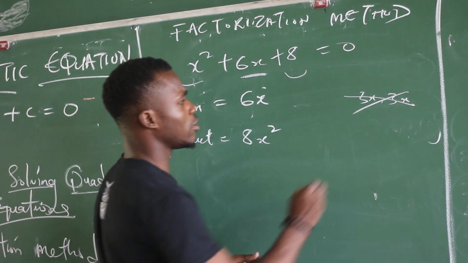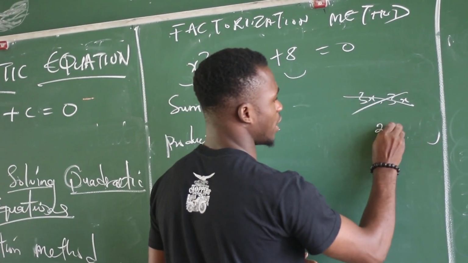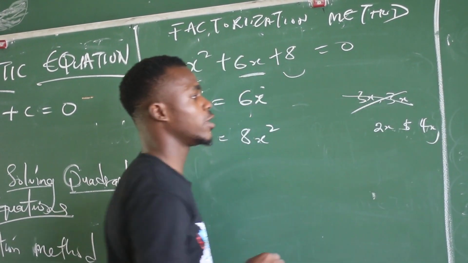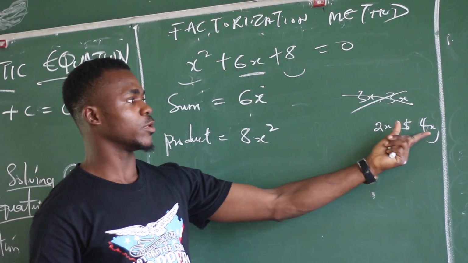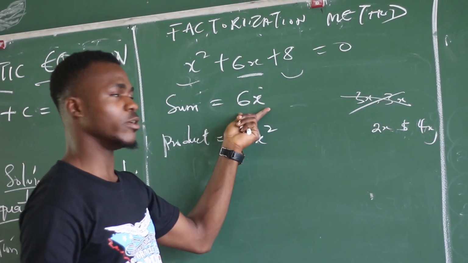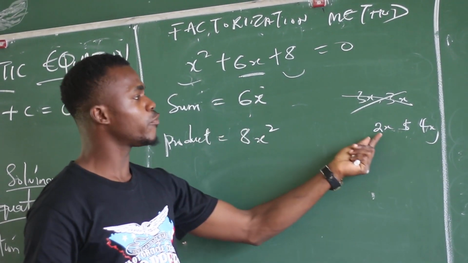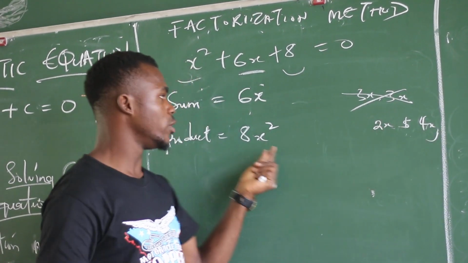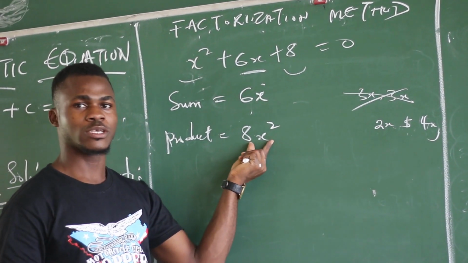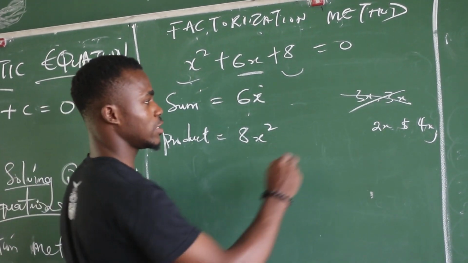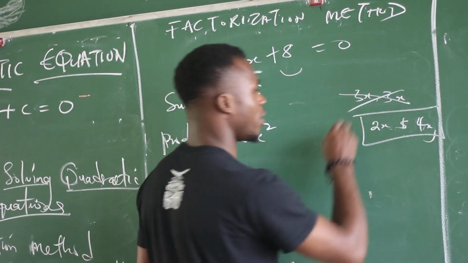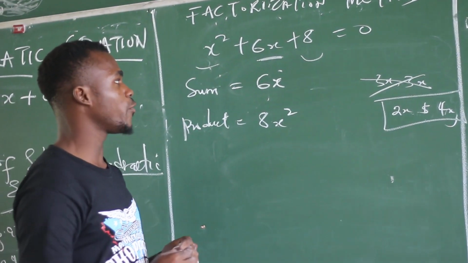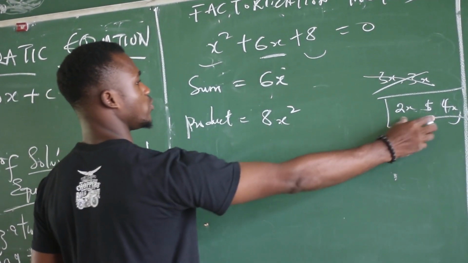But if we think of another number, let's say 2x and what? And 4x, okay. So if we add up 2x plus 4x, we are going to have what? 6x. And if we multiply this same 2x times 4x, we are going to have what? 8x squared. So that means that 2x and 4x satisfy this what? Condition. Okay? So in such a way that we are going to pick 2x and 4x.